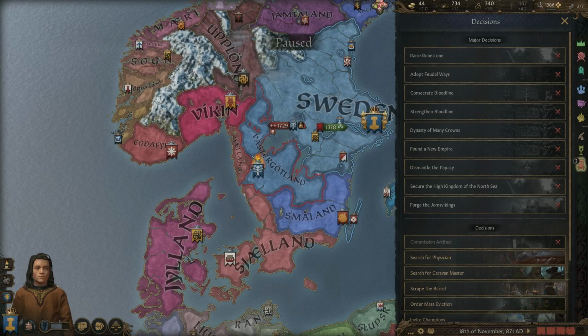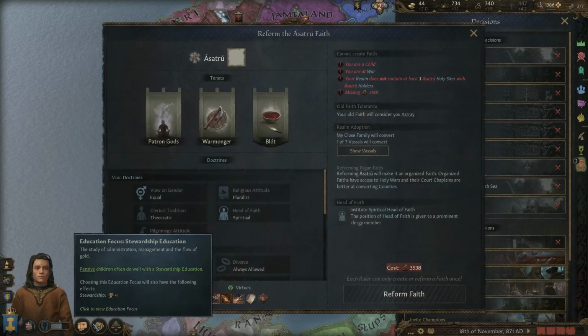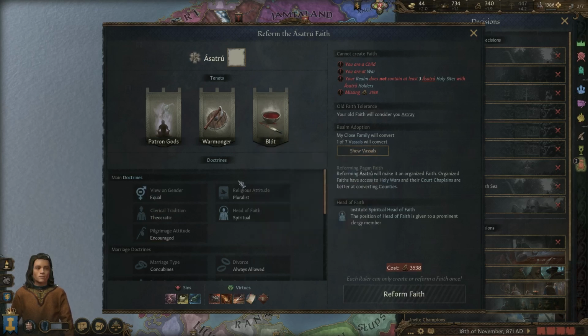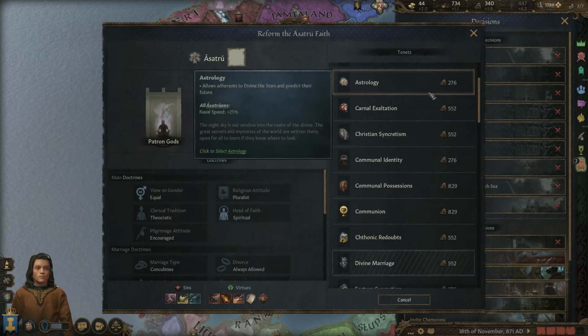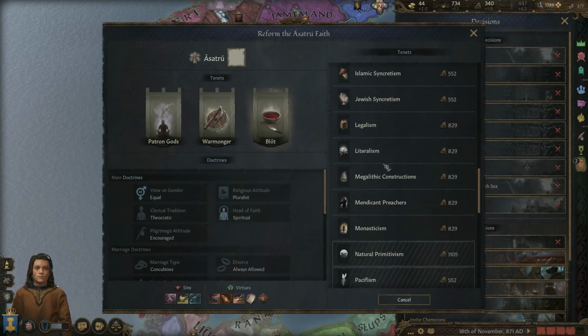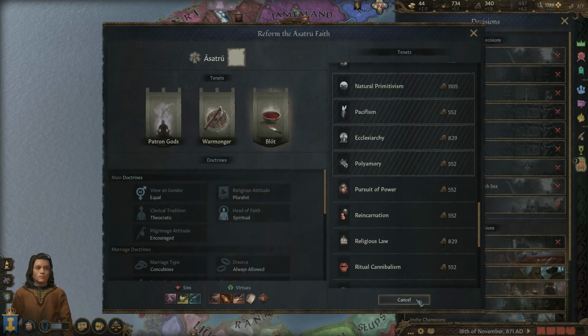Now, I just mentioned reforming. What is reforming religion? Well, it is essentially organizing your religion, but when you reform, you also have an opportunity to change a load of the stuff about your religion. Every religion in the game is made up of three tenets. When you reform, you get to change them. It does cost piety, but there's some quite overpowered different things you can choose from, but they of course all cost piety. There's also doctrines you can change.